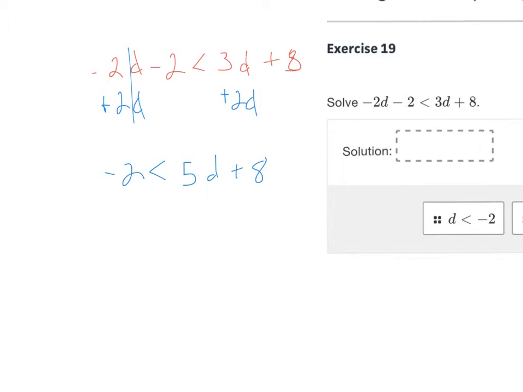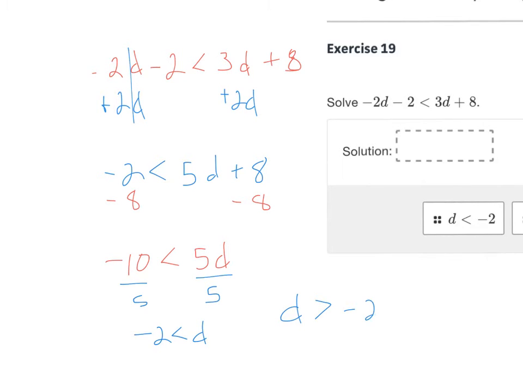Alright, now I'm going to do the inverse to get rid of that plus 8. I'm going to minus 8 from both sides. I get negative 10 less than 5d. Now I'm going to do the inverse of multiplying by 5. I'm going to divide by 5. I get negative 2 is less than d. I would flip this and get d is greater than negative 2.